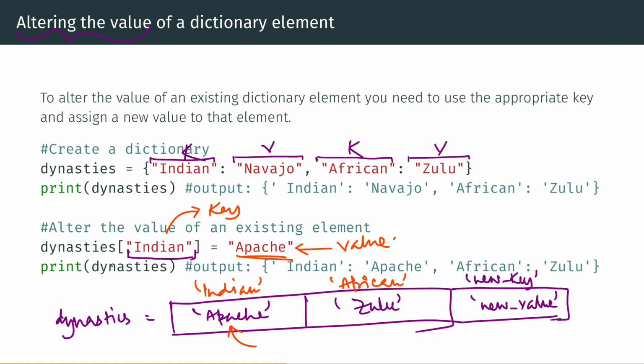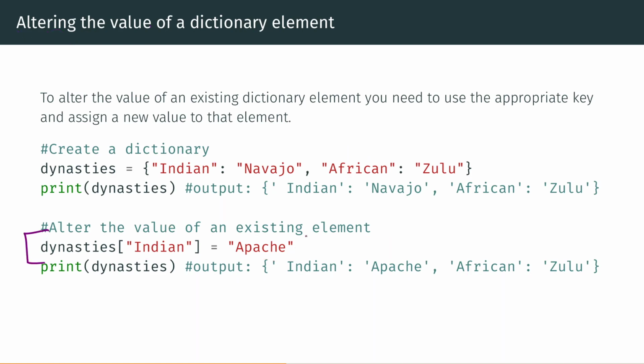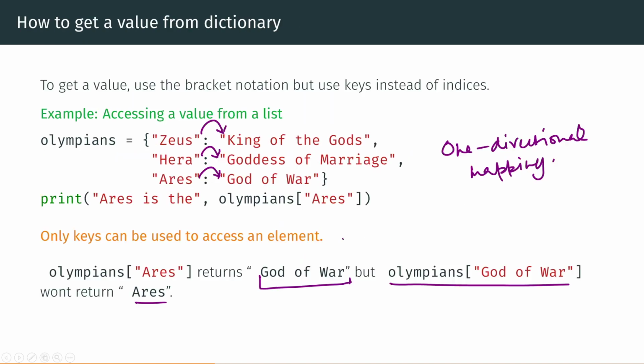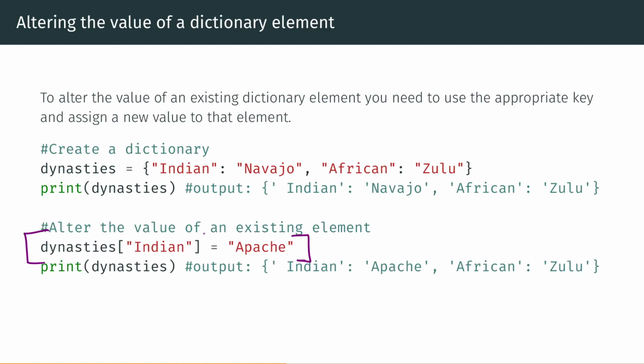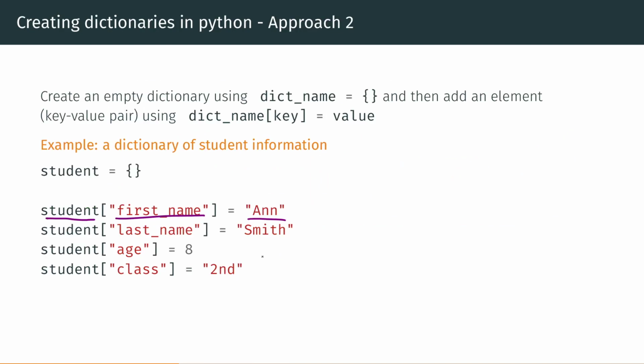Because remember, this is how we have been adding elements to our dictionary. When we talked about adding elements to a dictionary, we started with an empty dictionary, and then we said student, the name of the dictionary, the key equals value. That's exactly what we do here. We state the name of the dictionary, the key, and the value. But in that case, every key was unique, so the dictionary kept on expanding.